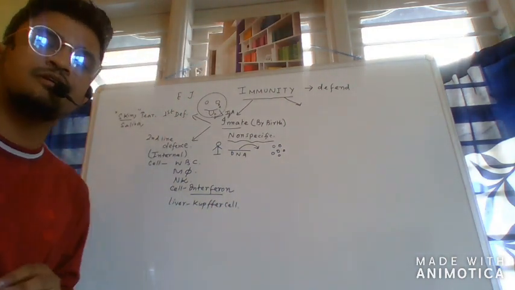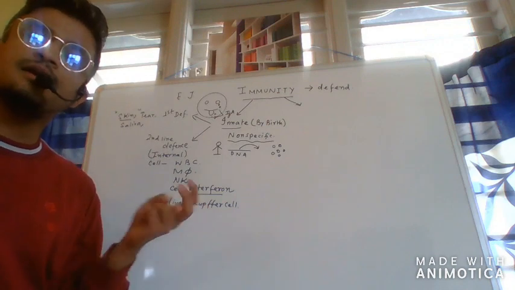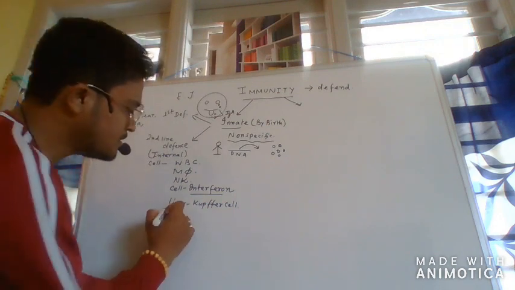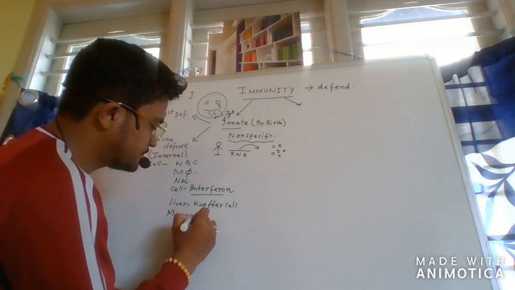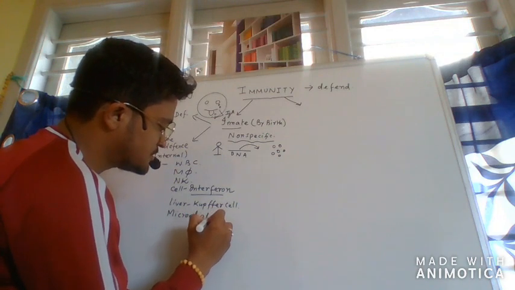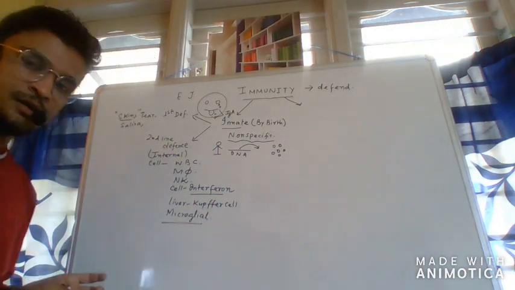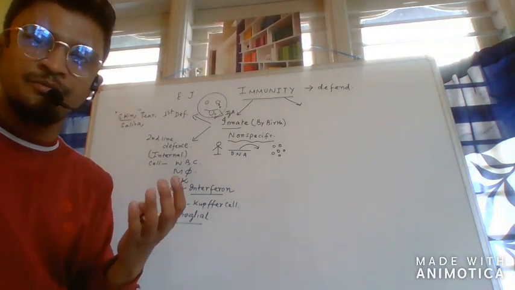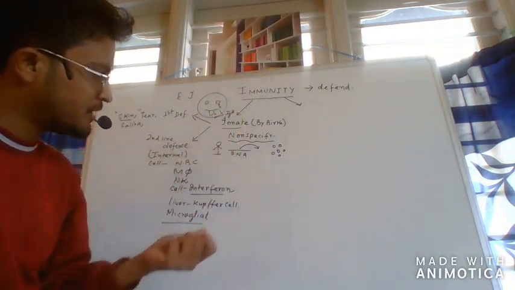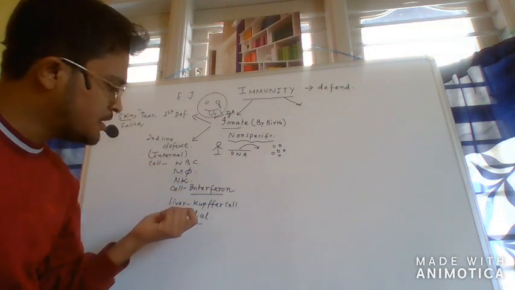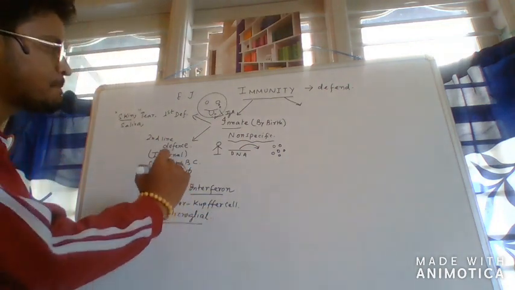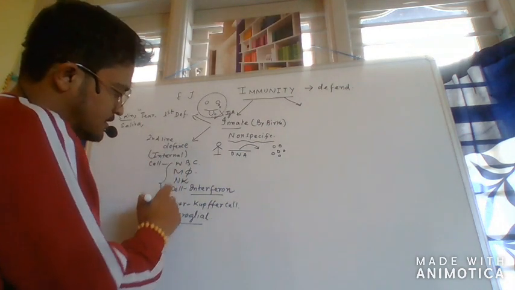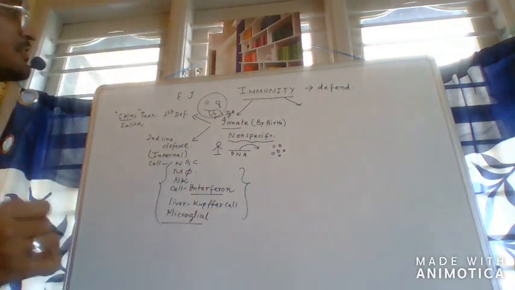Suppose your brain is infected by some pathogens, it will be easily engulfed or destroyed by the microglial cells. So these microglial cells are present for a specific immune purpose, because nerve cells have no immunity or mechanism by which they can destroy microbes. So microglial cells are among the most important defense mechanisms.